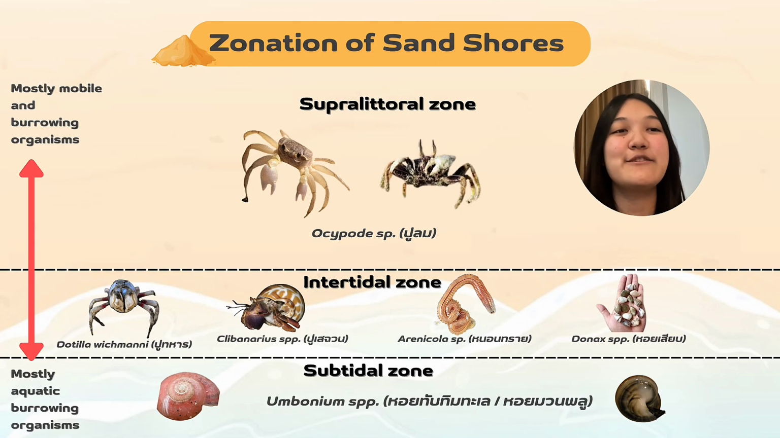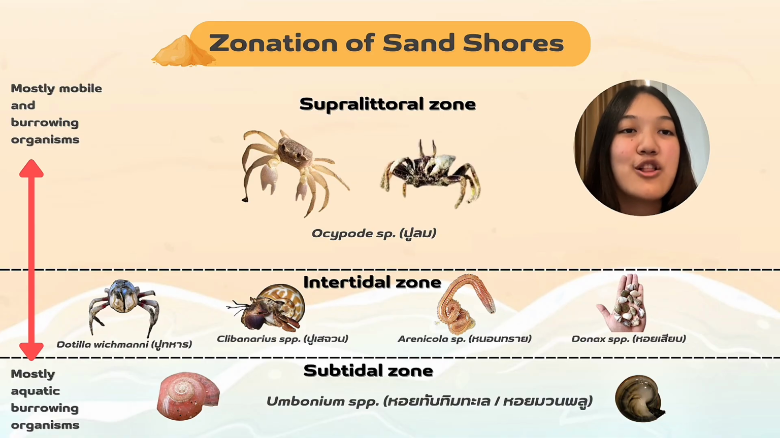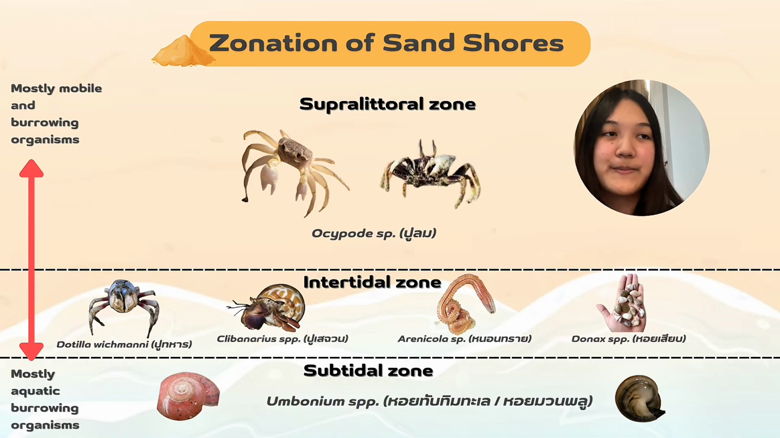This slide shows the zonation of sandy shores, which are divided into 3 zones. First, the supralittoral zone is rarely covered by seawater, so organisms like ghost crabs live here and can tolerate dry conditions. Second, the intertidal zone is affected by tides. Many organisms such as crabs, sandworms, and clams live here, and most of them burrow into the sand. And the last one, the subtidal zone is always underwater, where aquatic organisms like snails live buried in the sand. Overall, organisms on sandy shores are mostly mobile and burrowing to survive the changing environment.